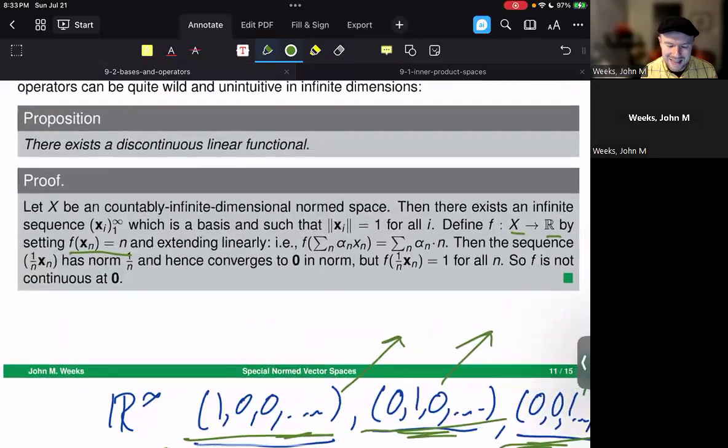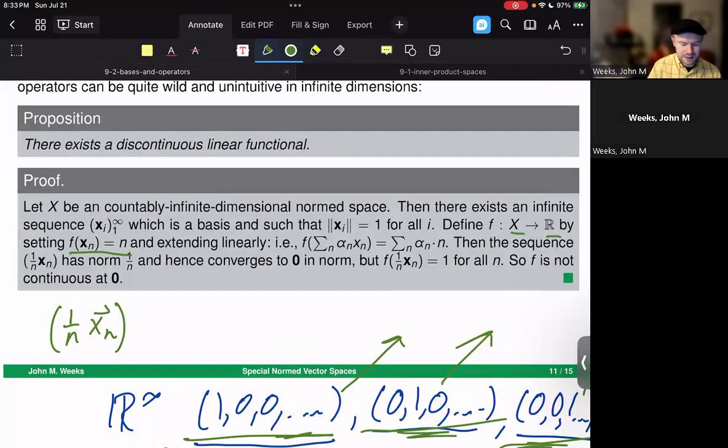Now, we can extend that linearly, and here is the exact formula that allows us to do that. This is us breaking up the sum and bringing out the scalars to see what value we end up getting from this. Let's observe the following sequence: 1 over n times the vector x sub n. This is a sequence of scalar multiples of the basis elements, x sub 1 through x sub n, all the way through this infinite countable sequence.